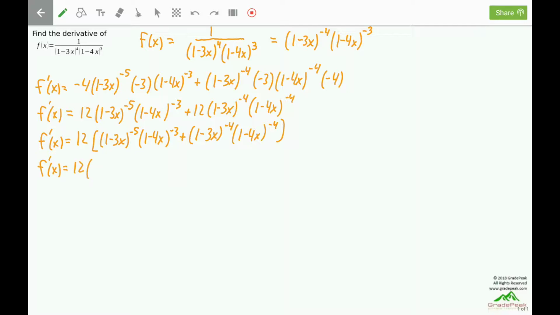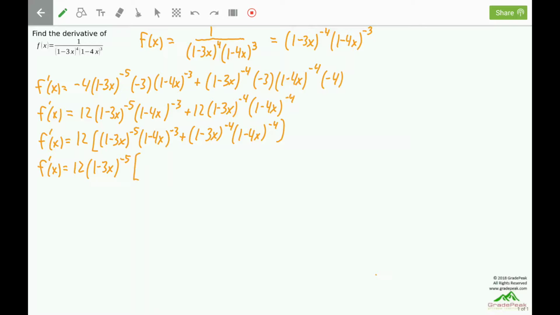Let's start with factoring out a 1 minus 3x to a power. Now if we look inside, the first term we have a power of negative 5, and the second term we have a power of negative 4. We can factor out the lower of the two, and that's a negative 5. That's lower than a negative 4. It's more negative. So it's a negative 5 power we're going to be able to factor.